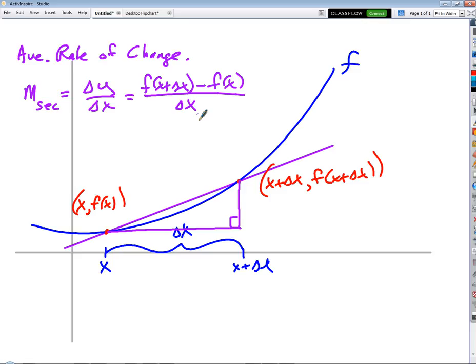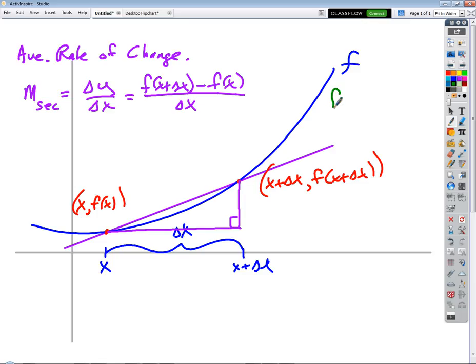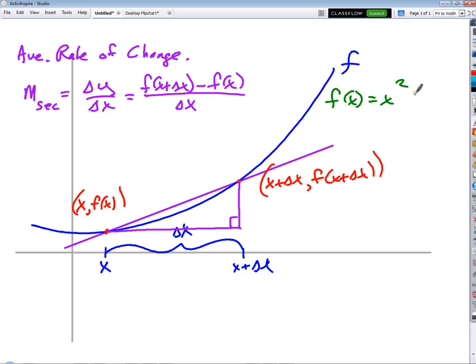It looks complicated because it's got x's and delta x's, but I can just give you numbers there, right? What if x was 7 and delta x was 3 and f of x was x squared? We could easily calculate this. Just plug it in. Here's an example. If f of x were x squared, and let's say we choose x equals 2 and delta x equals 3. We just would end up with what?